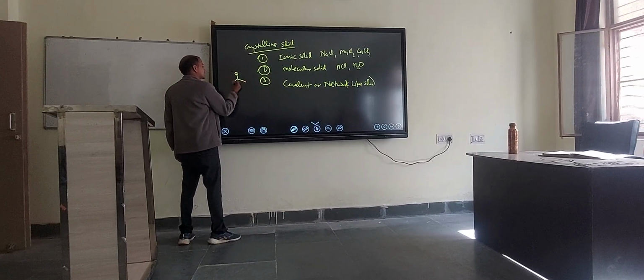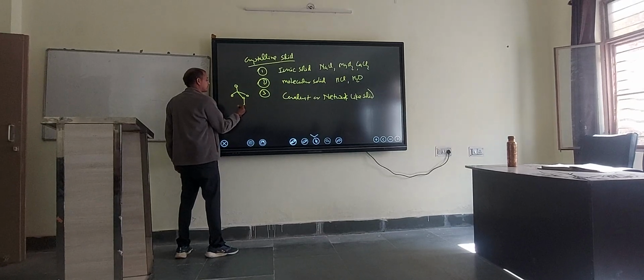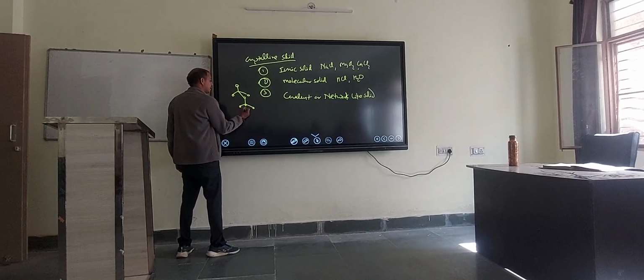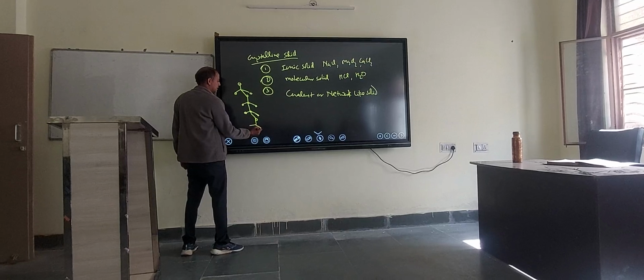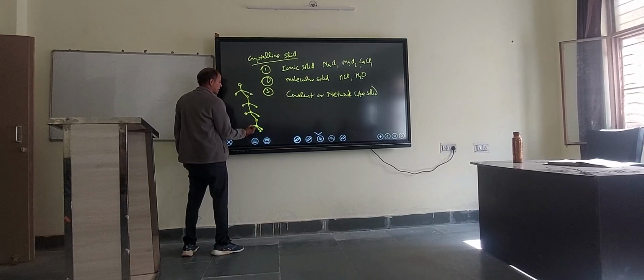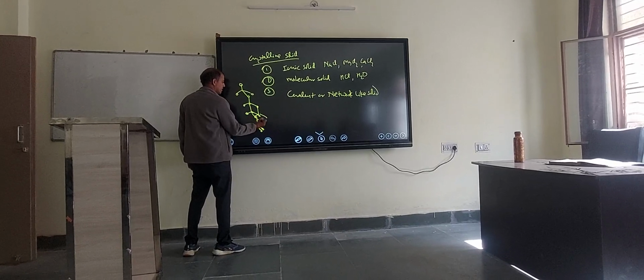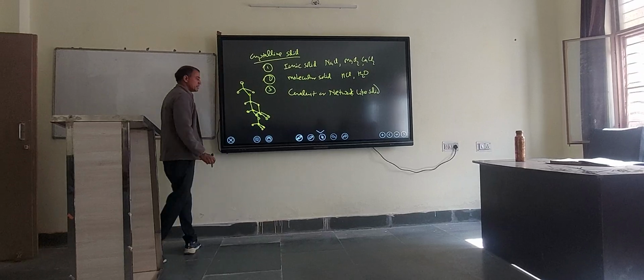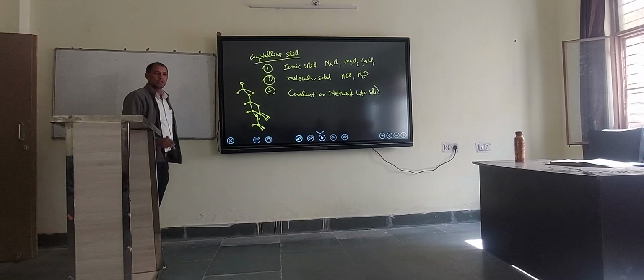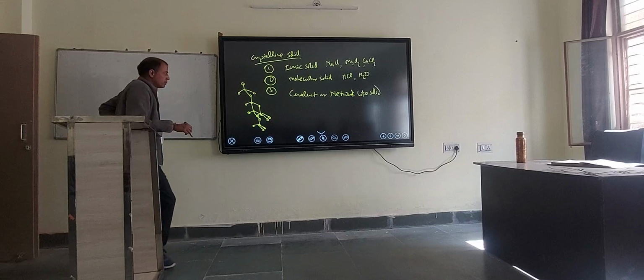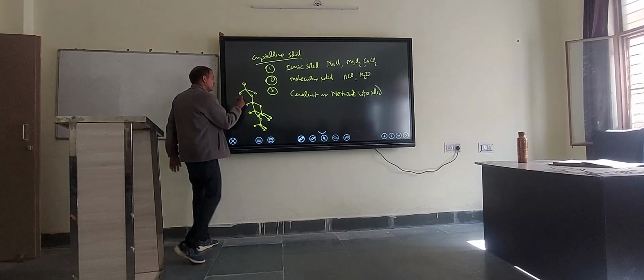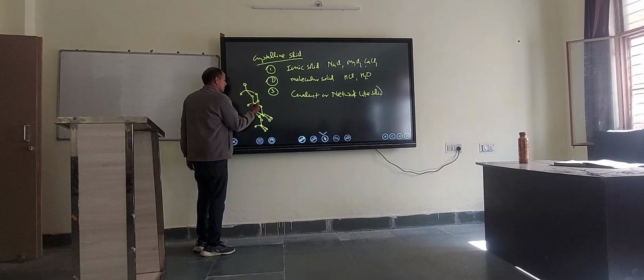You can also sketch diamond like this. In diamond, the carbon is in a tetrahedral structure like this and forms a network-like structure. There is a network-like structure, so it cannot easily be cut by a knife.